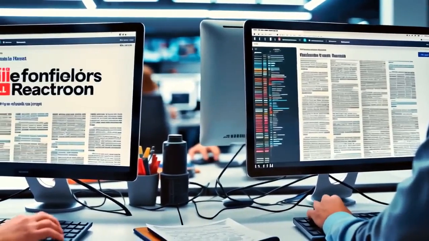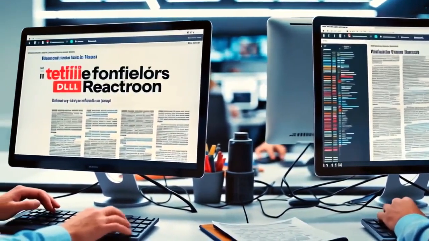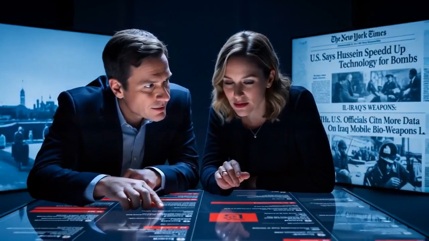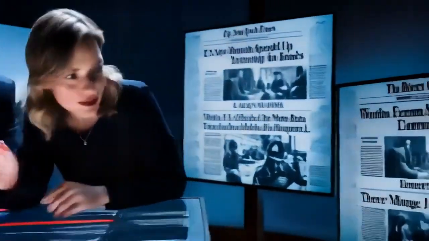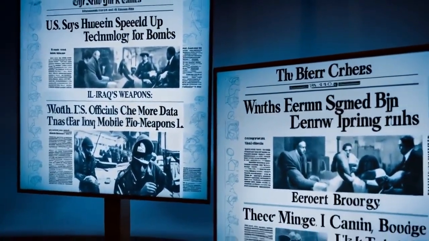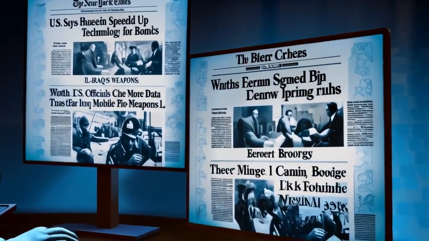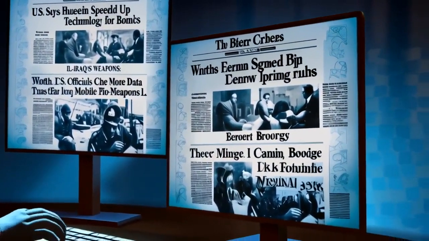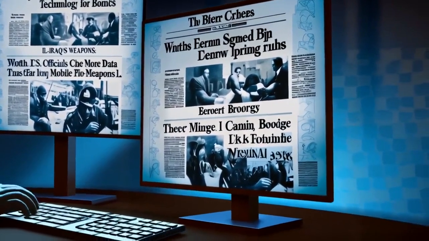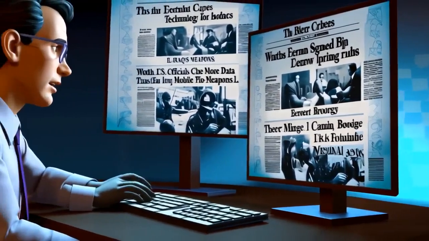WikiLeaks' 2017 Vault 7 dump exposed CIA cyber tools capable of retroactively altering online articles, erasing evidence mid-publication. The 2022 Twitter files, curated by journalists Matt Taibbi and Bari Weiss, revealed FBI flagging of misinformation that later proved accurate, including the Hunter Biden laptop story, suppressed pre-2020 election. Echoes of 2003 abound when the New York Times amplified false WMD claims to pave the way for Iraq.